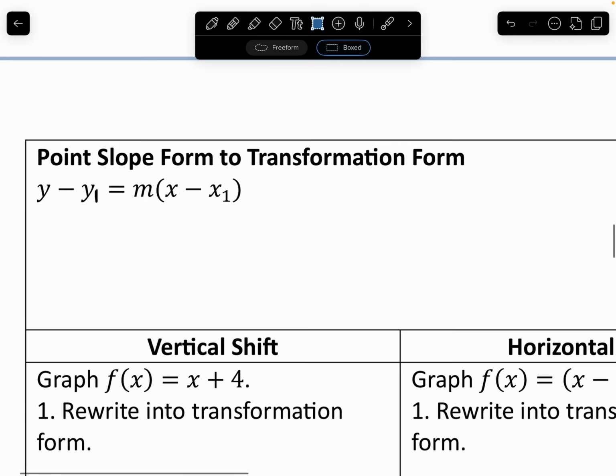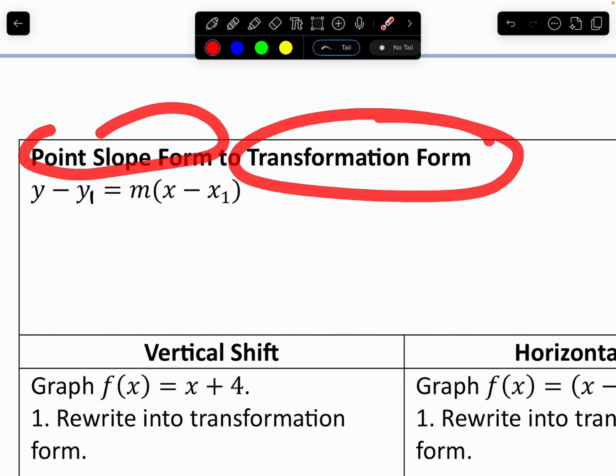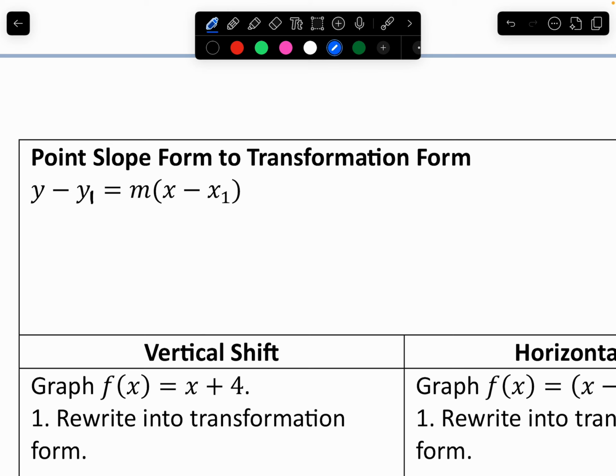Okay, we're going to go back to Unit 2. We have the point slope form. So we are going to convert from point slope form to the transformation form. How do you do that? Well, all we do is isolate y. How do we do that? We just add y1 to both sides. Again, be organized. I don't see y1 having a like term, so I'm going to put it to the side.